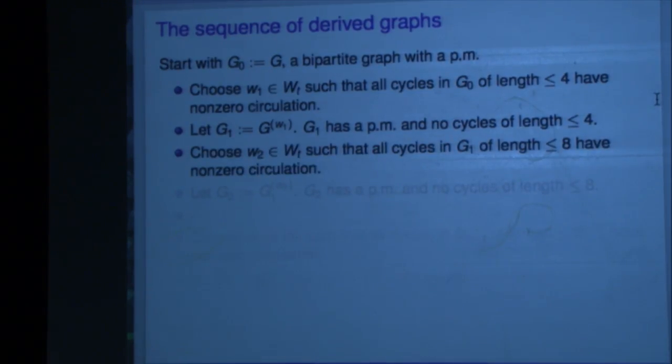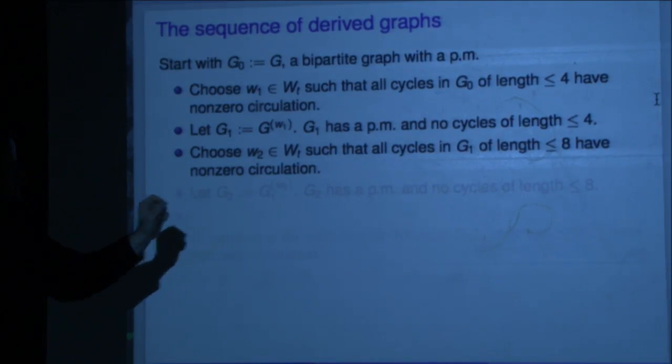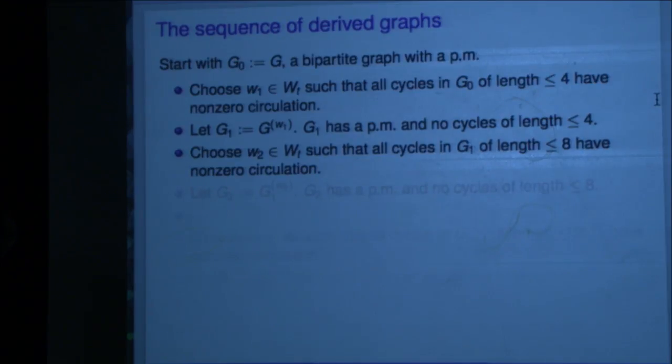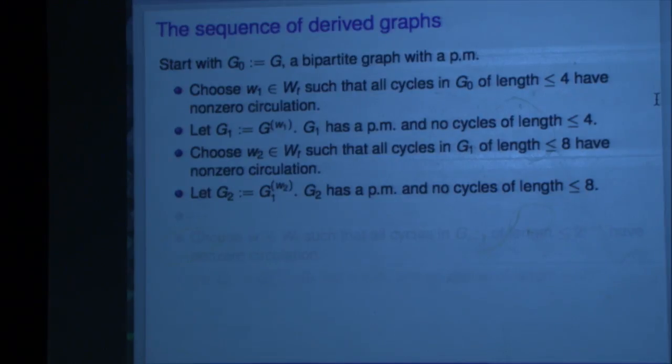Now we repeat the same thing with G1 instead of G0. So we choose another weight, W2, such that all cycles in G1 of length up to 8 have non-zero circulation. And by the previous lemma, there are only at most n to the 4 of these cycles. So we know there's a W2 in our weight function family that does this. And now we consider G2, the derived graph of G1 with respect to this new weight function. G2 still has a perfect matching and no cycles of length up to 8, because all its cycles have zero circulation. All right, so we keep doing this.